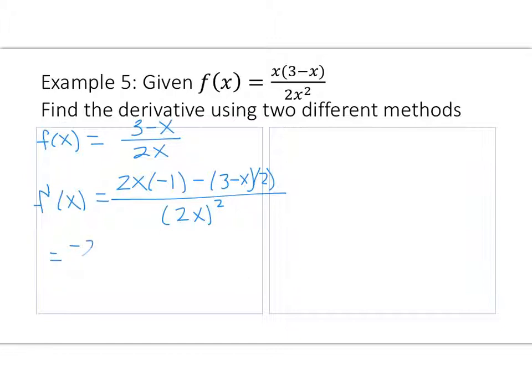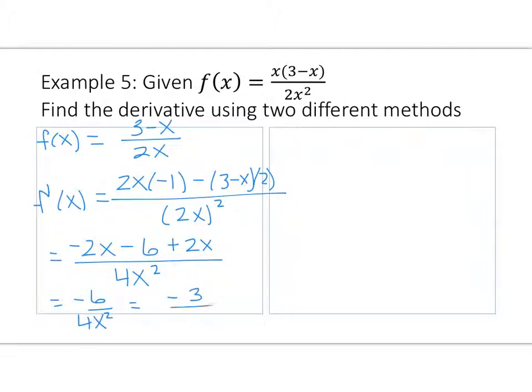So now I have negative 2x minus 6 plus 2x over 4x squared. Negative 2x and positive 2x add to 0, so this is negative 6 over 4x squared. And that simplifies to negative 3 over 2x squared. Right? I can do it another way. I could use a product rule with a quotient rule.